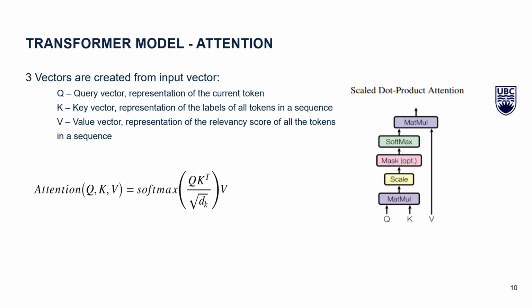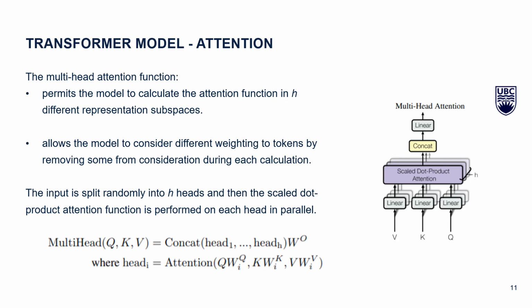But one of the really cool things here is that instead of performing a single attention function, the multi-head attention function permits the model to calculate the attention function in H different representation subspaces. Multi-head attention allows the model to consider different weighting to tokens by removing some from consideration during each calculation.